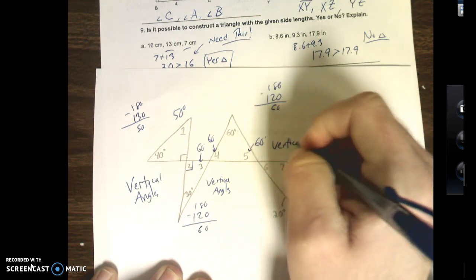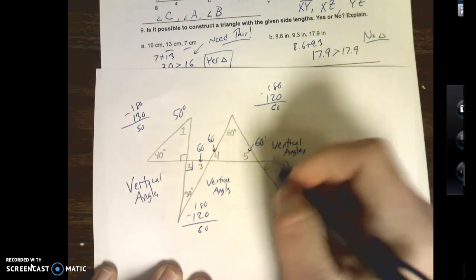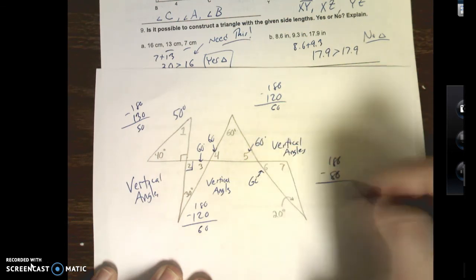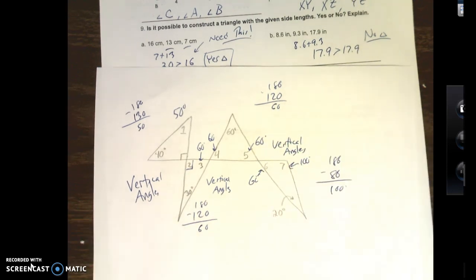60 plus 60 is 120, which makes this 60 degrees. Hey guys, these are called vertical angles. I love learning jokes. Okay, so 60 and 20 is 80. 180 minus 80 is 100 degrees. Okay, so is that a hard problem? No, just make sure you know vertical angles and you'll be in good shape.